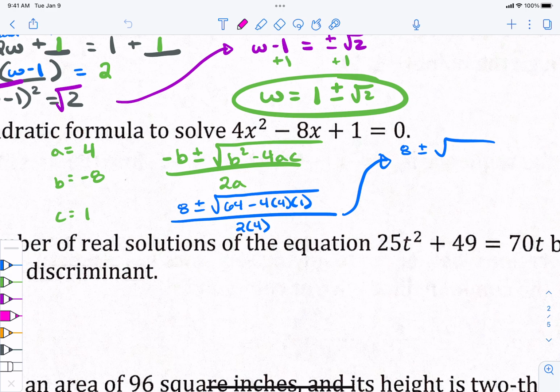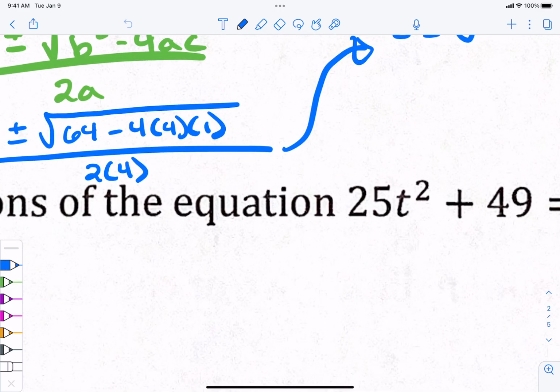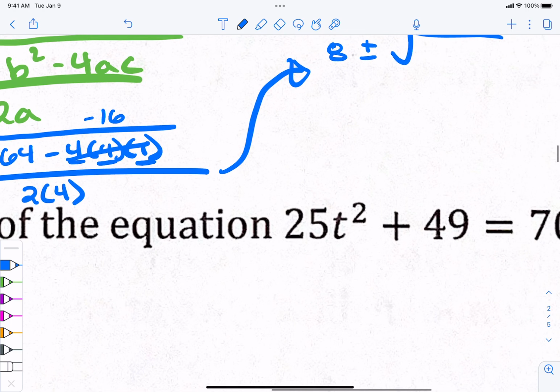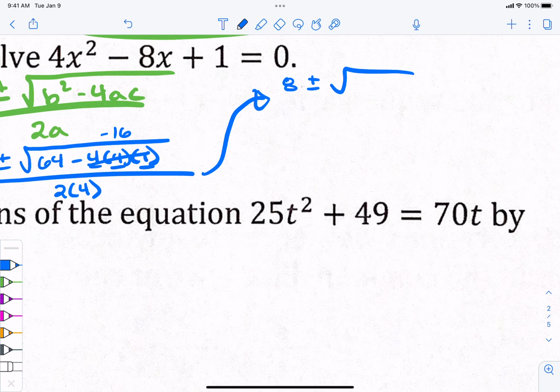We got the 8, which is the negative b part. We've got to have the square root of that stuff, okay? 4 times 4 times 1. What does that become? 16. Is it positive 16, negative 16? Negative, right? So 64 minus 16 is like 48. 48 all over 8. Okay.